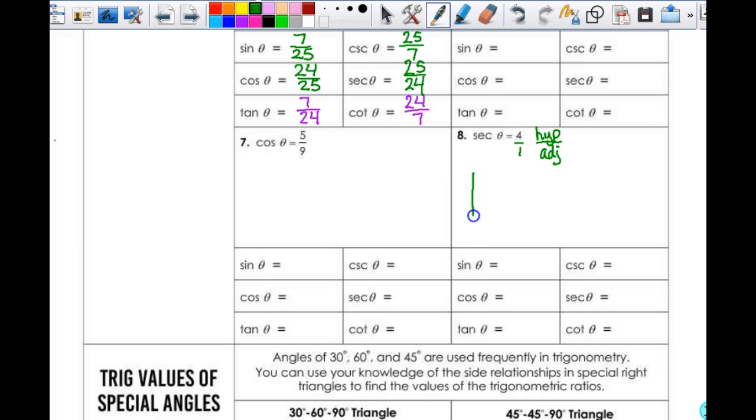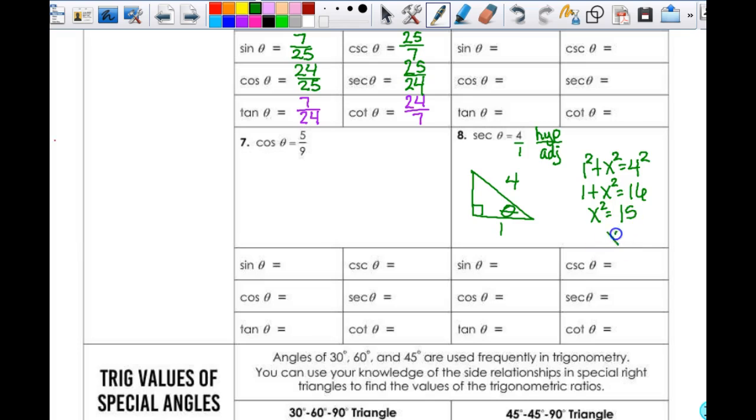So then I'm going to draw my triangle. And this is theta. Or whichever one, doesn't matter. Hypotenuse over adjacent, so your hypotenuse is 4, adjacent is 1. Okay? I need to find my missing side. So this time I'm not looking for the hypotenuse. So it's 1 squared plus x squared equals 4 squared. So that gives me 1 plus x squared equals 16. So what does x squared equal? What's 16 minus 1? 15.